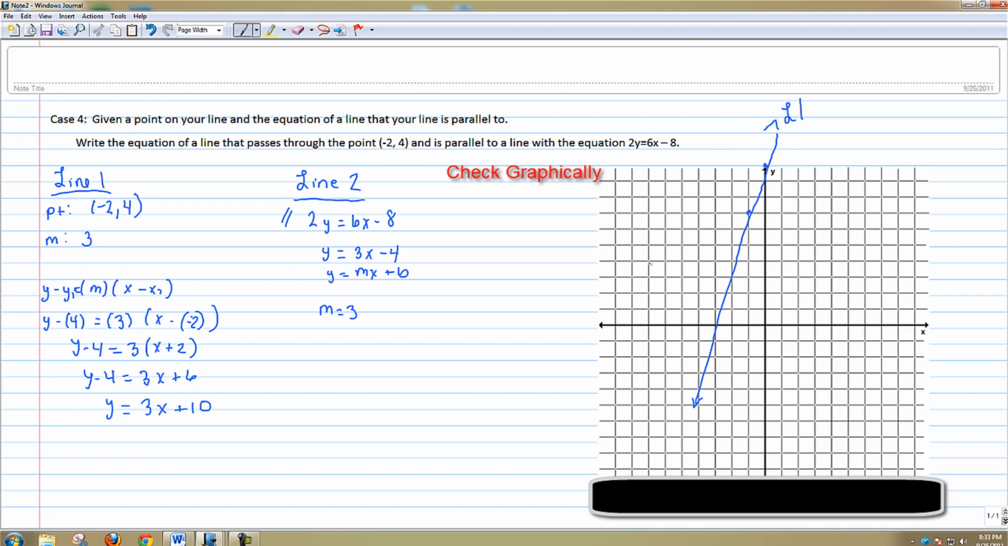My line 2 has a y-intercept of negative 4, so 0, negative 4 is the point I need to plot. And then my rise is 3, and my run is 1. So I'm using the slope. And if I connect the dots as best as I can, I see that these lines really are parallel. So I see it from the equation, but I also see it if I were to graph it. So this would be a good check if you ever want to check.